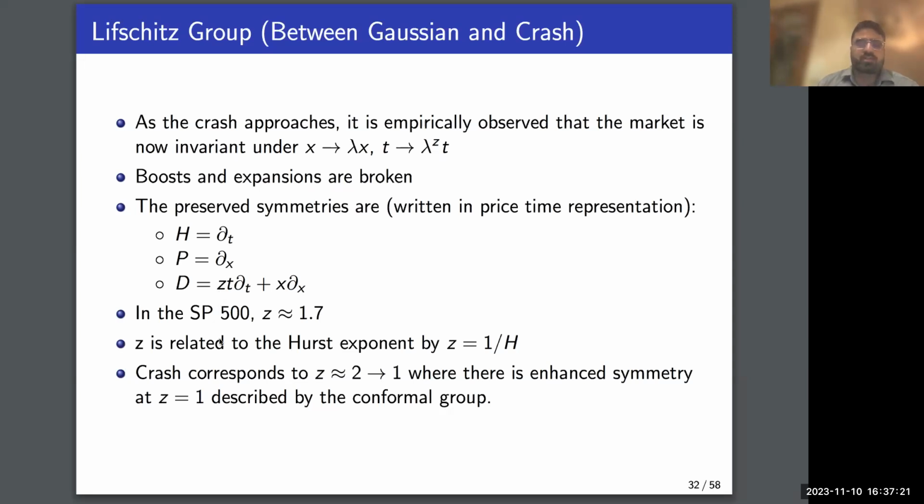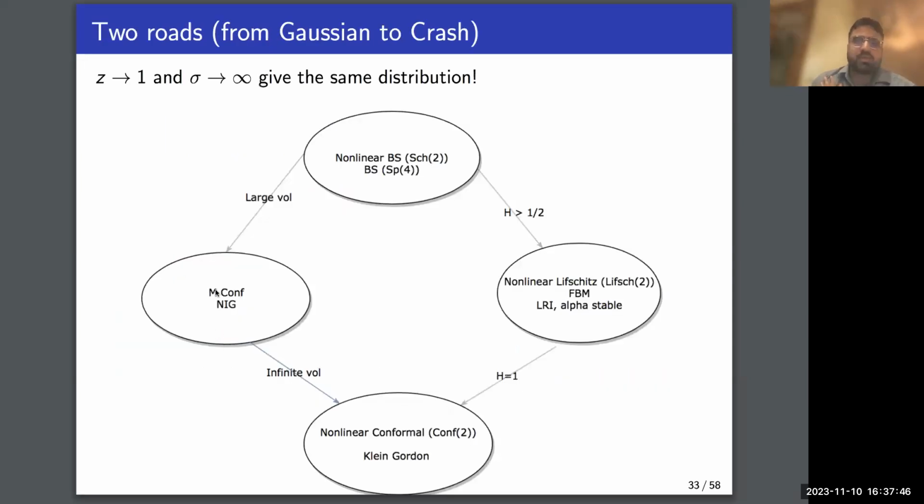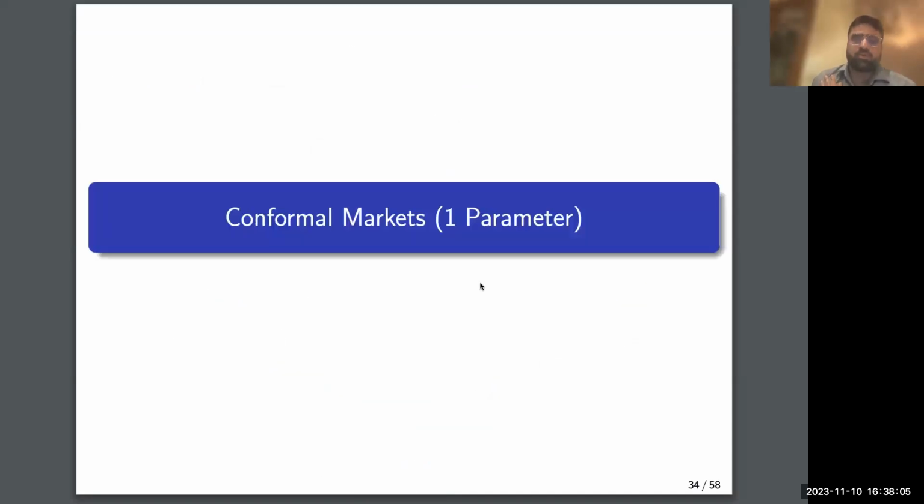But what happens is, when the crash happens, or right at the onset of the crash, z goes from its usual value of 1.7 or 2 towards 1, where z equals 1 is described by another point of enhanced symmetry, which is the conformal group, which we will see. So essentially, the group theory provides this mechanism for interpolating between a normal market regime, or Gaussian market regime, and the crash regime through this group called the Lifshitz group. I'm going from the Schrodinger to the Lifshitz to the conformal group. That's usually the way it's done.